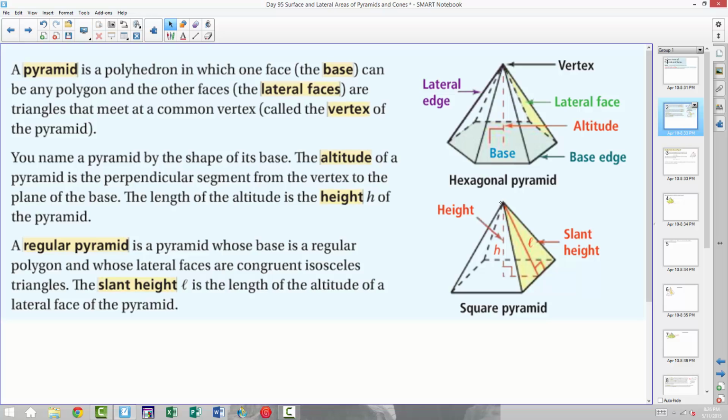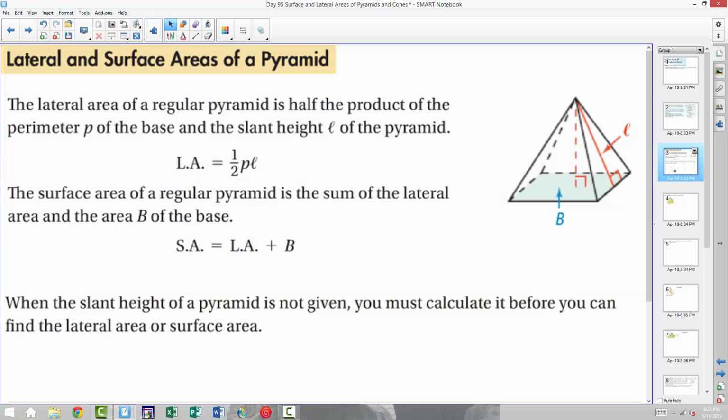You should notice that the slant height is actually the altitude of the lateral face, which is a triangle. Why do you need the slant height? Because the area of a triangle is half times base times height. So we're going to get into some formulas and some examples.